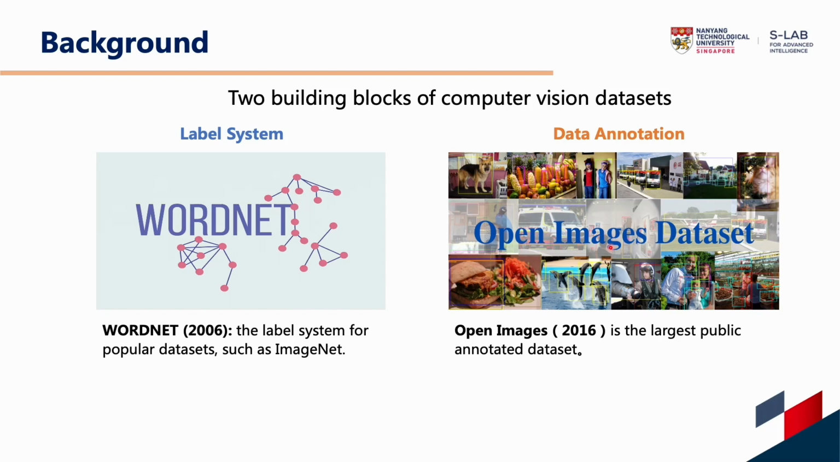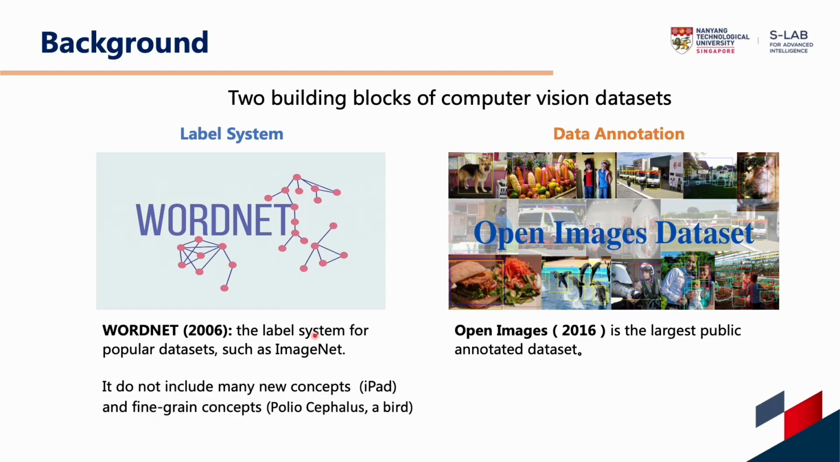The current construction of computer vision datasets mainly includes two dimensions: label system and data annotation. The label system decides the overall diversity of your dataset, specifically how many categories your dataset will include. And an efficient data annotation strategy can ensure you annotate the most images under the smallest budget. For the label system, WordNet, for example, is a commonly used large lexical database of English, which is used as a label system for many popular datasets like ImageNet. Though it is large, it was built in 2006, so it did not include many new words like iPad.